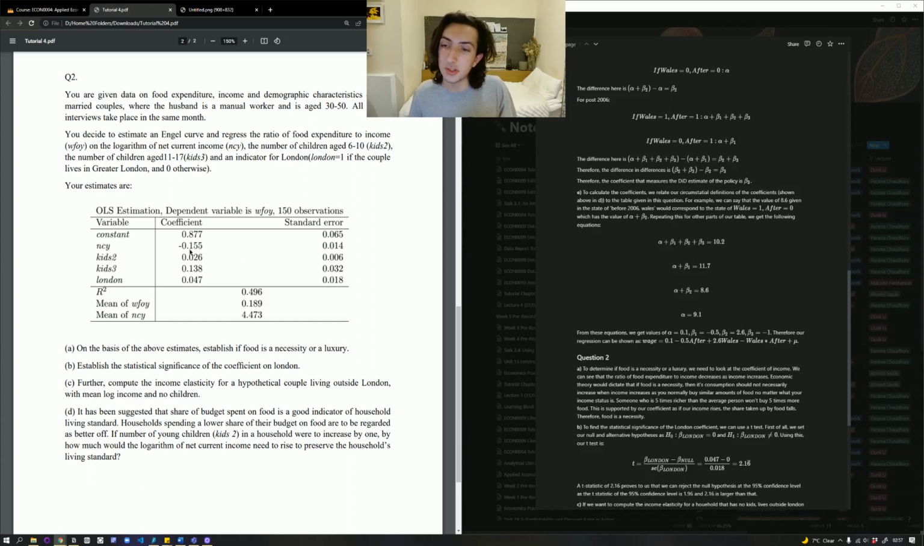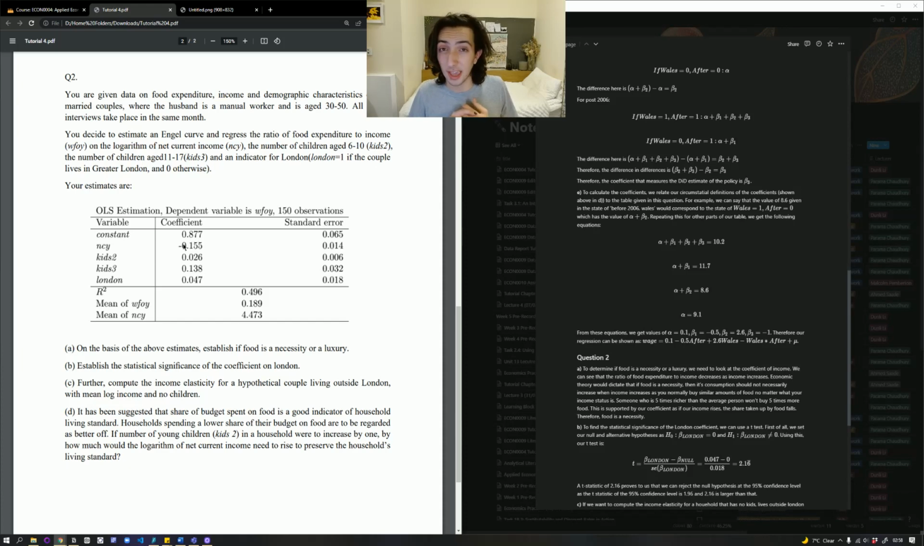So if we look at the coefficient of income, we can see that if the net current income of an individual increases, then the ratio of their food expenditure in reference to the rest of their income is going to decrease. So essentially they're going to spend a smaller percentage of their income on food if they have a higher income. This sort of makes sense. If you get more money, you don't necessarily spend more on food in a proportionate way.